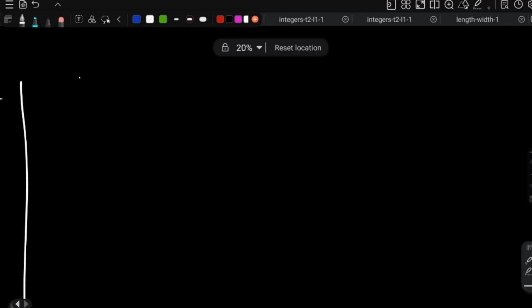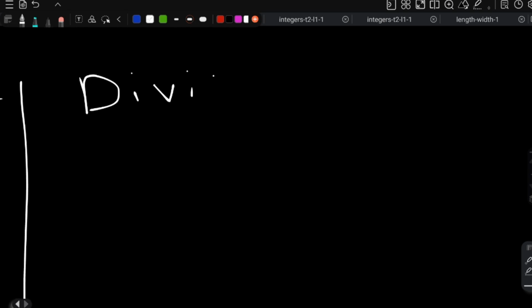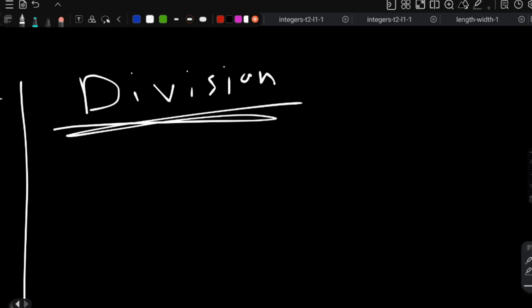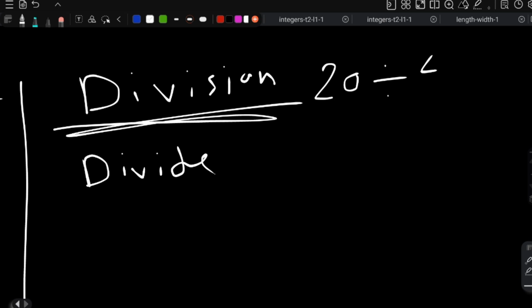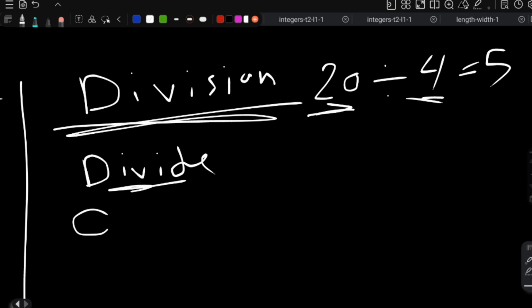And lastly I have the division. I have the division keywords. The first word, divide. If I want to divide 20 by 4, 20 divided by 4 will be 5. So I will divide 20 by 4. So divide equally, or the quotient.